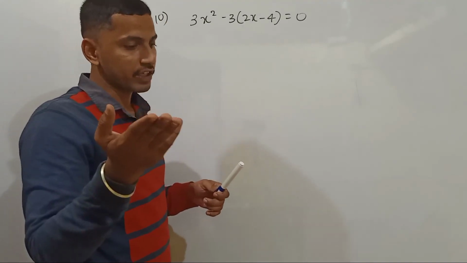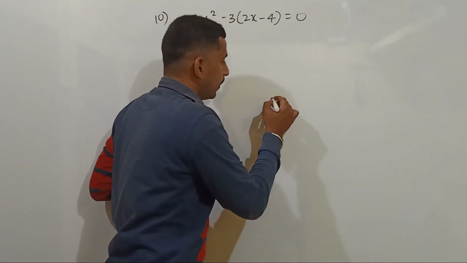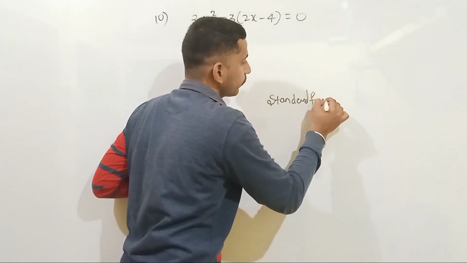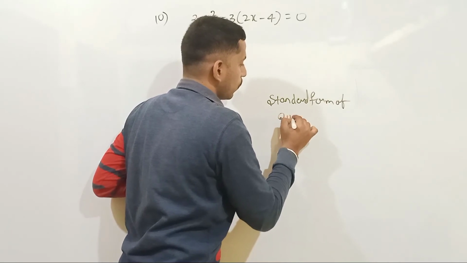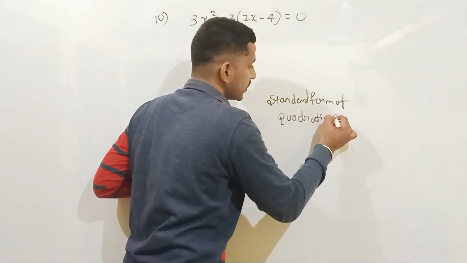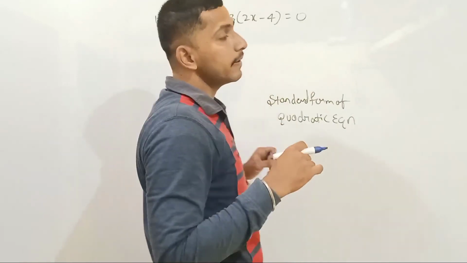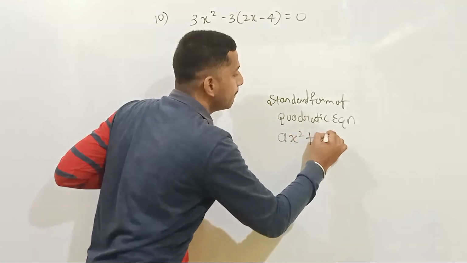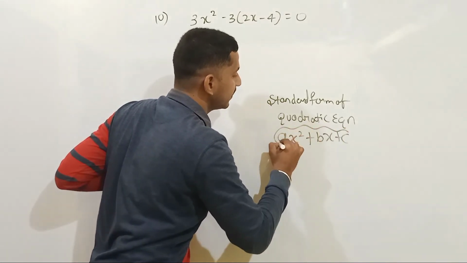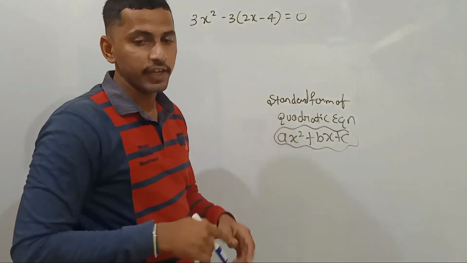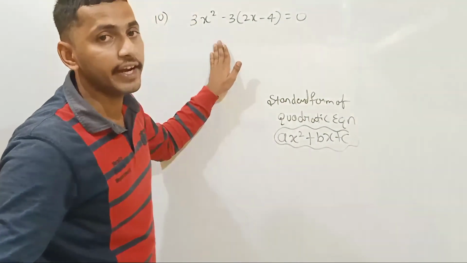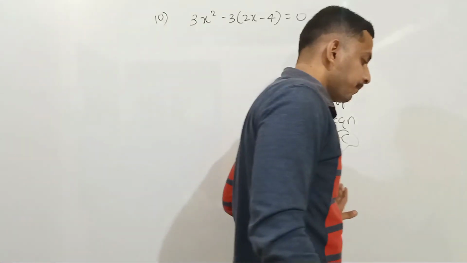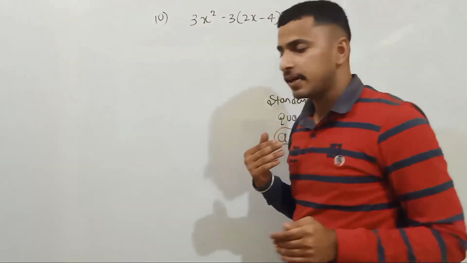What is the standard form of a quadratic equation? Very, very important, and they may ask. This is very easy. ax square plus bx plus c. This is the standard form of a quadratic equation. Now here we have to reduce this equation to the standard form, and we have to find the constant term in this.